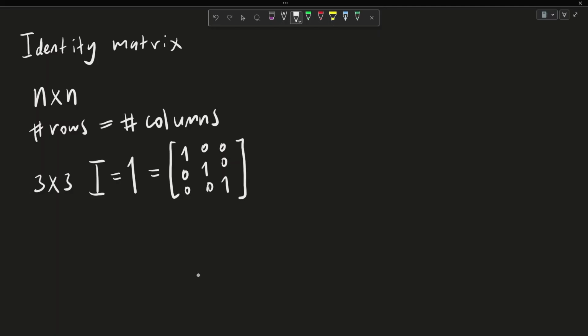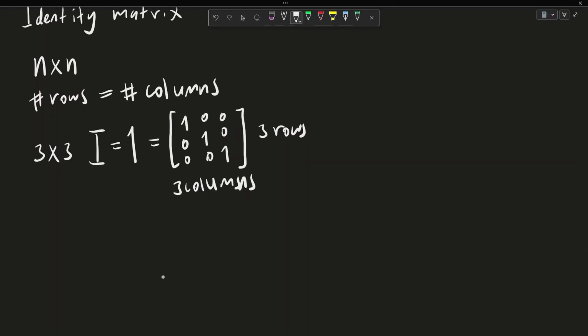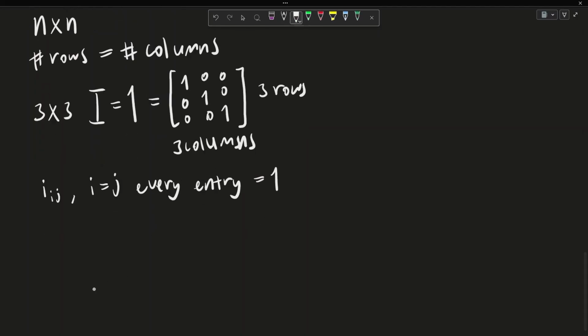So you'll observe three things. First of all, it's square, so it has 3 rows and 3 columns. That's the first observation. Secondly, all of the entries on the diagonal, so that is when we take lowercase ij, when i is equal to j, every entry equals 1. And the third property is that every non-1 entry, so every entry that isn't on the diagonal, is equal to 0.